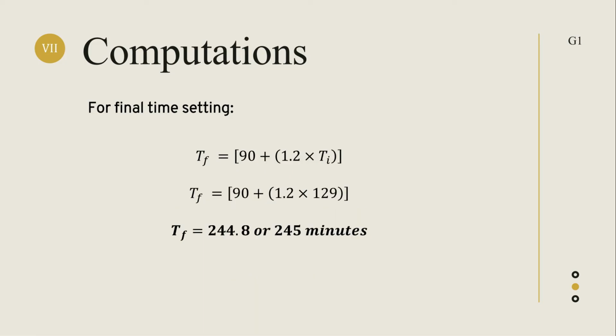And for the final time settings, we use the formula: final time equals 90 plus the quantity of 1/2 times the initial time settings, equals 90 plus the quantity of 1/2 times 129, we get the value of final time settings equals 244.8 or 245 minutes.